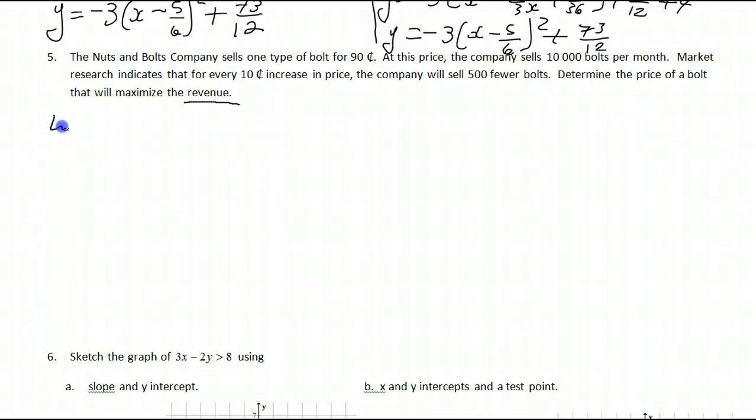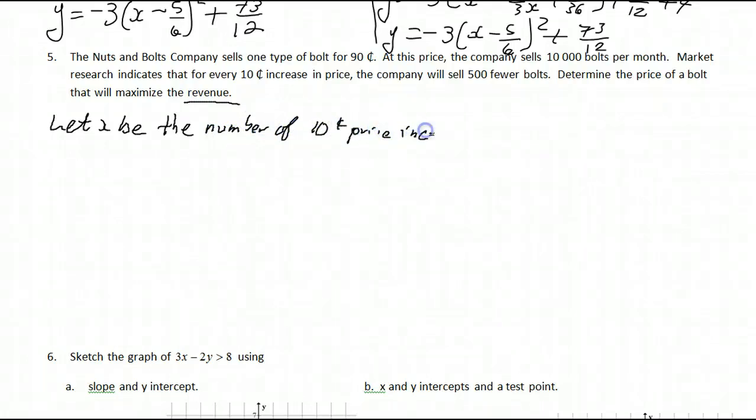Okay, we need some variables, right? Let x be. Okay, so we need to know how many price increases are we going to make. So it's going to be the number of 10-cent price increases.